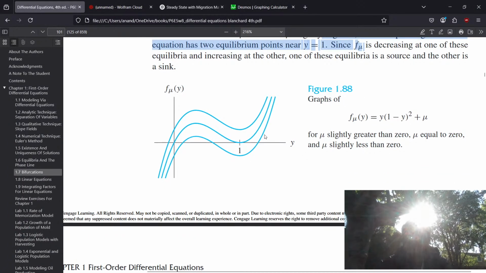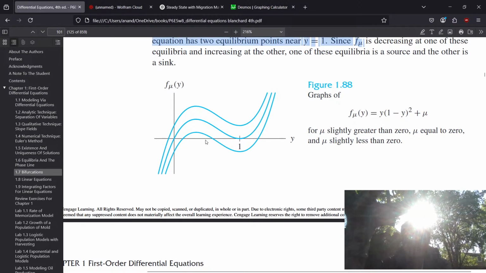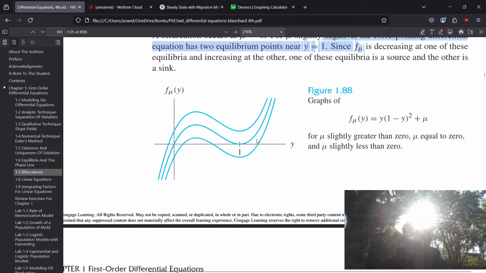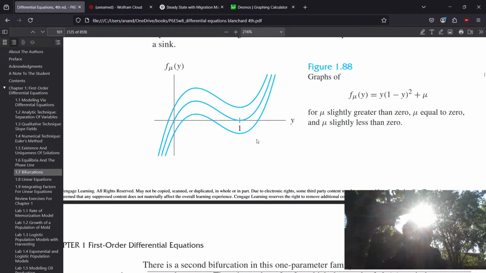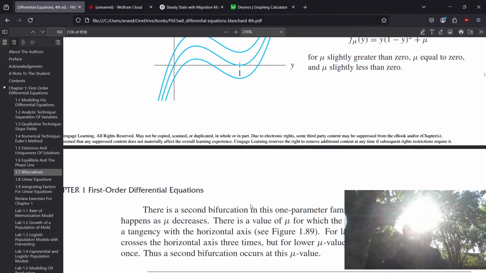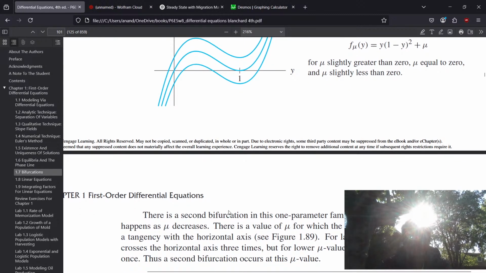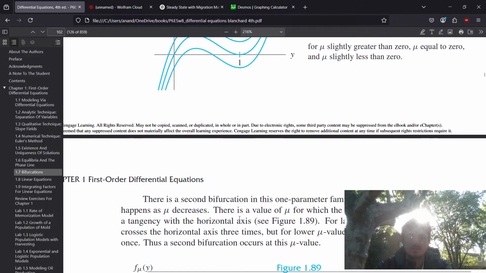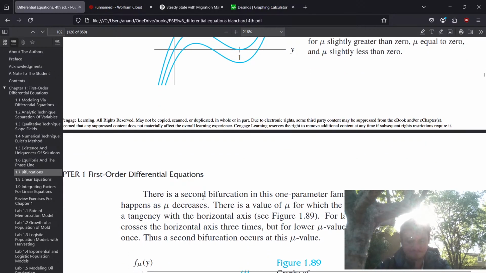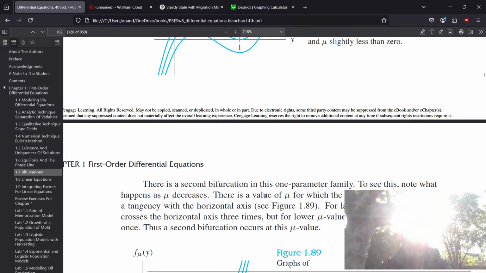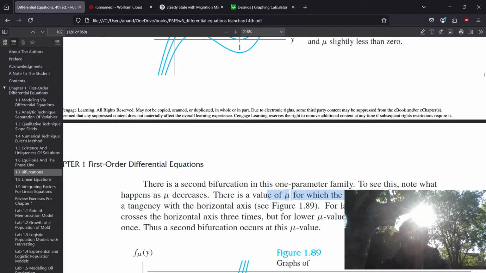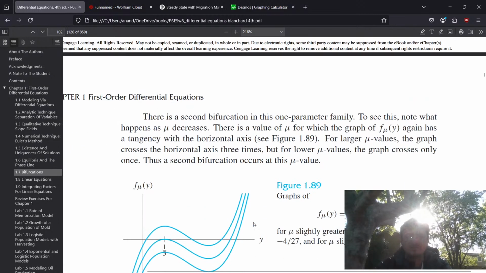F sub mu decreasing, they're talking about the linearization around these two equilibria for which mu is less than 0. So there is a second bifurcation in this one parameter family. To see this, note what happens as mu decreases. There's a value of mu for which f mu of y, again, has a tangency.